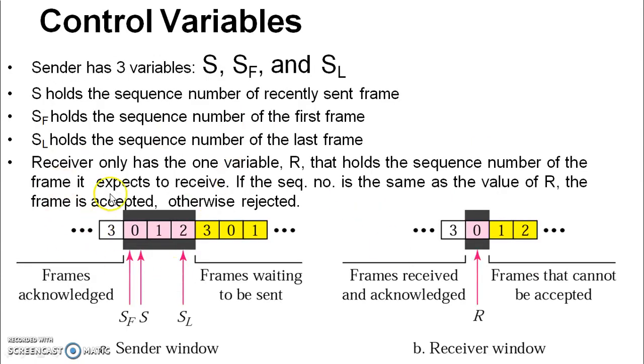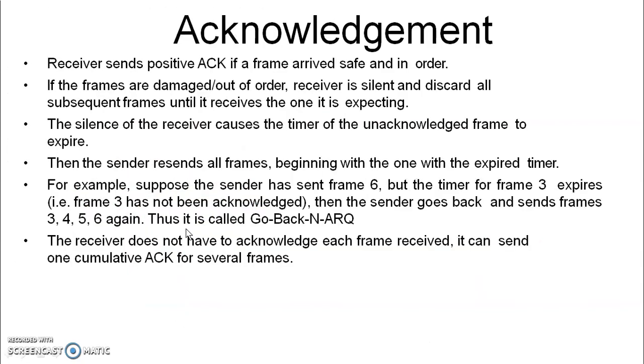Now see control variables. There are 3 variables here: S, SF and SL. S holds the sequence number of the recently sent frame. SF holds the sequence number of the first frame. SL holds the sequence number of the last frame. Receiver has only one variable R that holds the sequence number. Suppose here you have got R equal to 0 and it is sending 2. So if 2 is being sent, it was expecting 0, it will discard. And meantime, if the timer goes off, then it will send the entire thing which is there inside the window. That is 0, 1, 2 will be sent again, which will be seen in the next example.